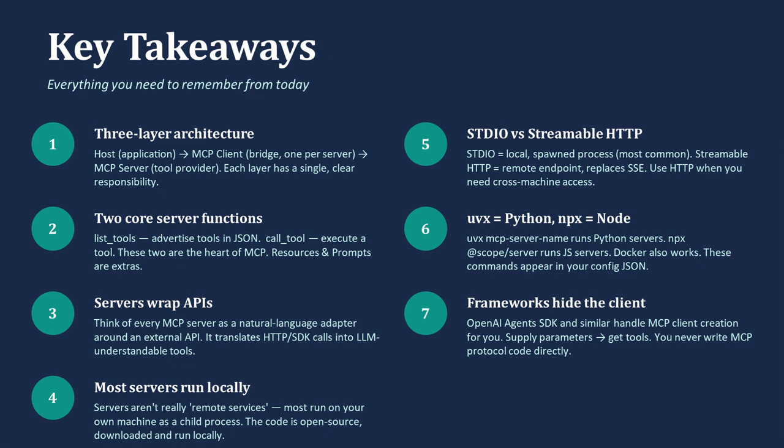So here are some key takeaways: three-layer architecture; two core server functions; server frameworks; most servers run locally via stdio, then HTTP; six is Python and Node.js as such; and the last one is that the framework hides the client.